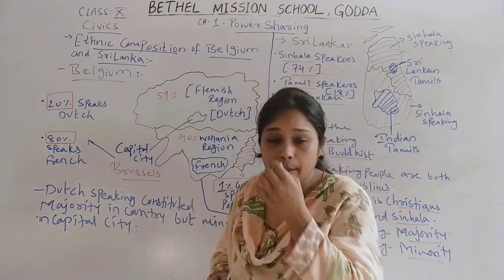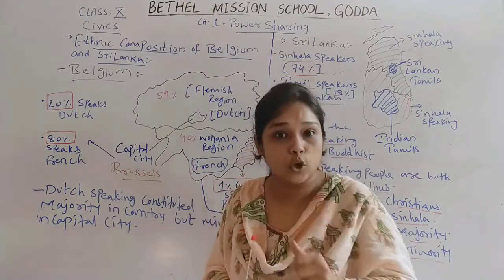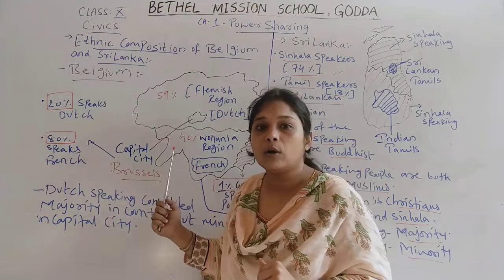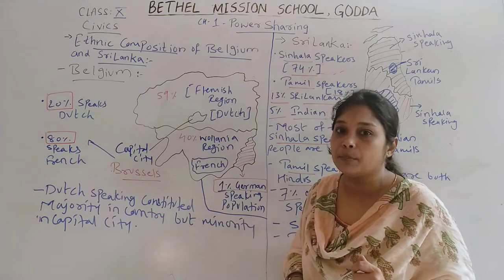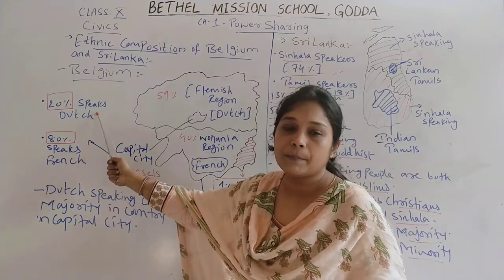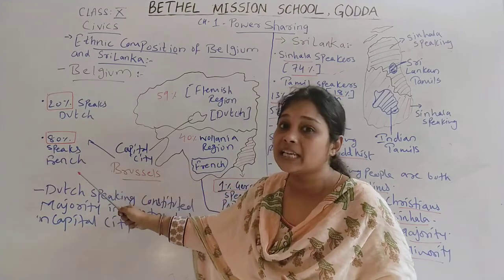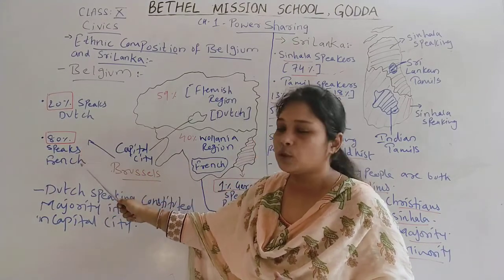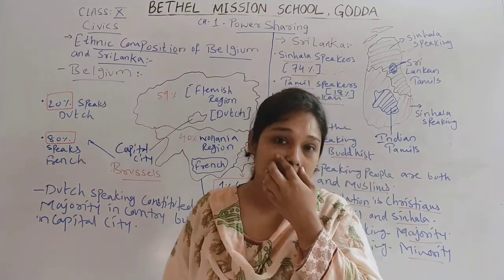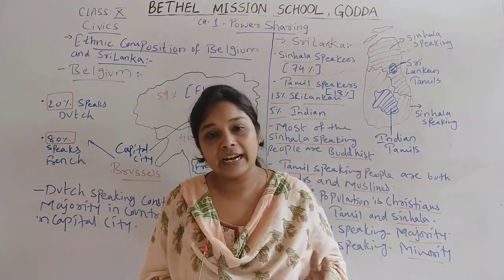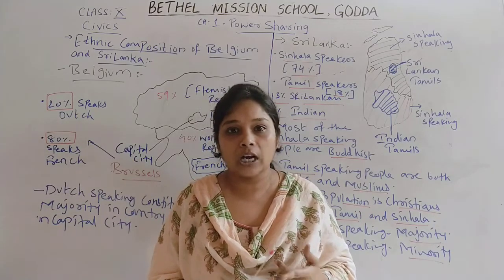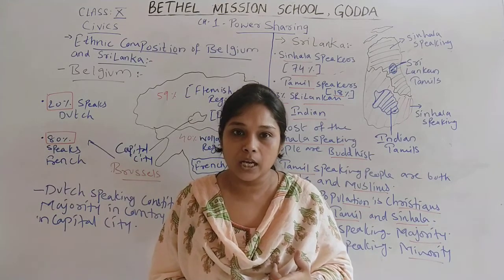As we have seen, in Belgium Dutch speaking people are in the majority and French speaking people are in the minority. But in the capital city of Belgium, Brussels, the majority is in the minority, 20% of people speak Dutch, and the minority is in the majority, 80% of people speak French. So when we talk about the ethnic composition of Belgium, we can see that there are 2 ethnic groups. One is Dutch speaking people and another is French speaking people.